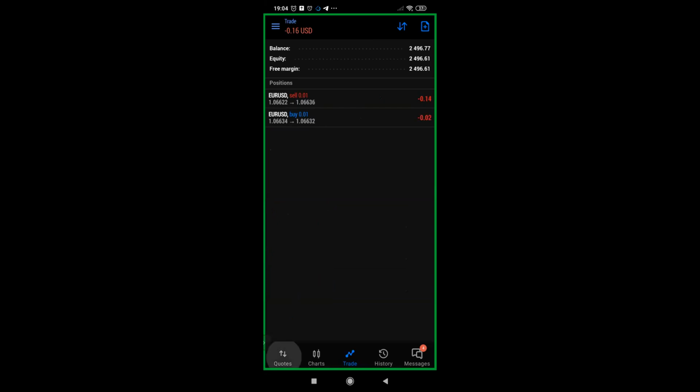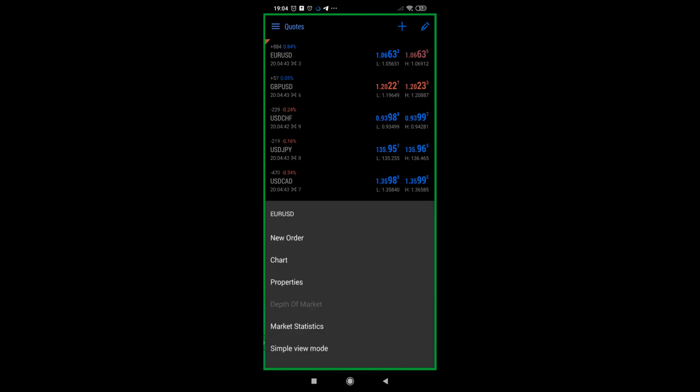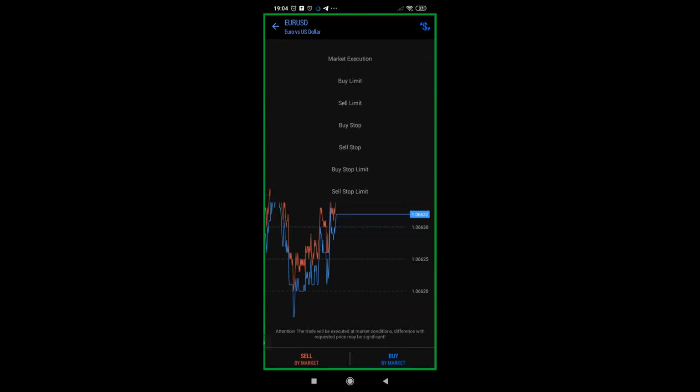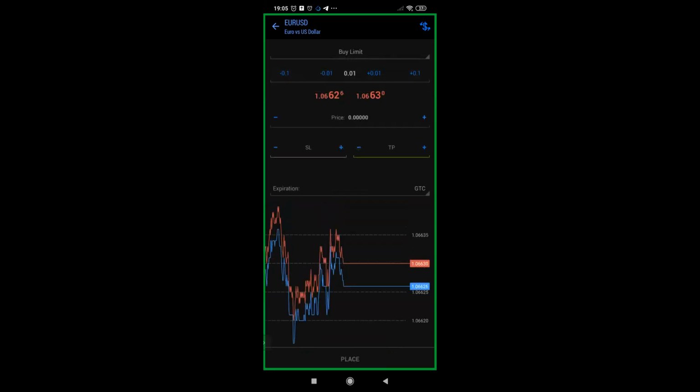Let's go back to quotes. I'm going to click on Euro USD, new order. You can change this to any one you like: buy limit, sell limit, buy stop, sell stop. We already explained the scenario in which you want to use those orders. So if it's buy limit, select buy limit. Buy limit means you want price to reverse first before you buy.